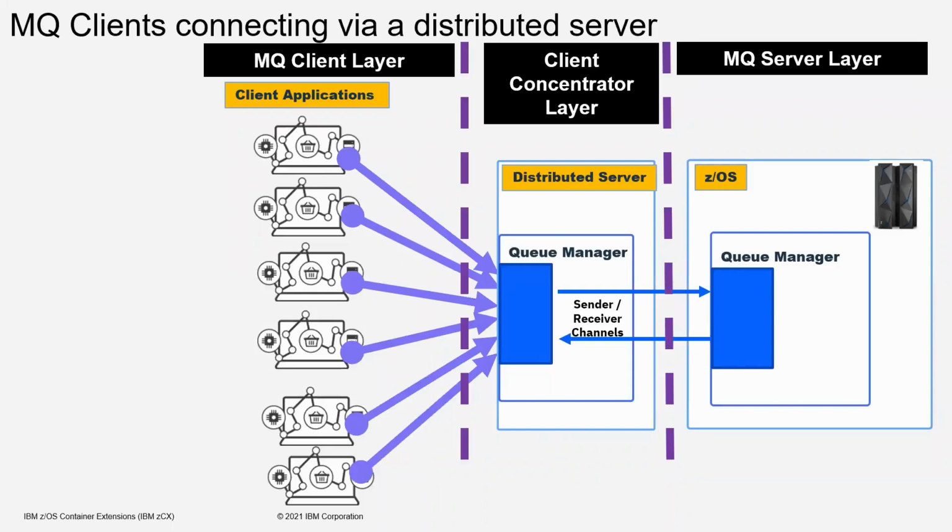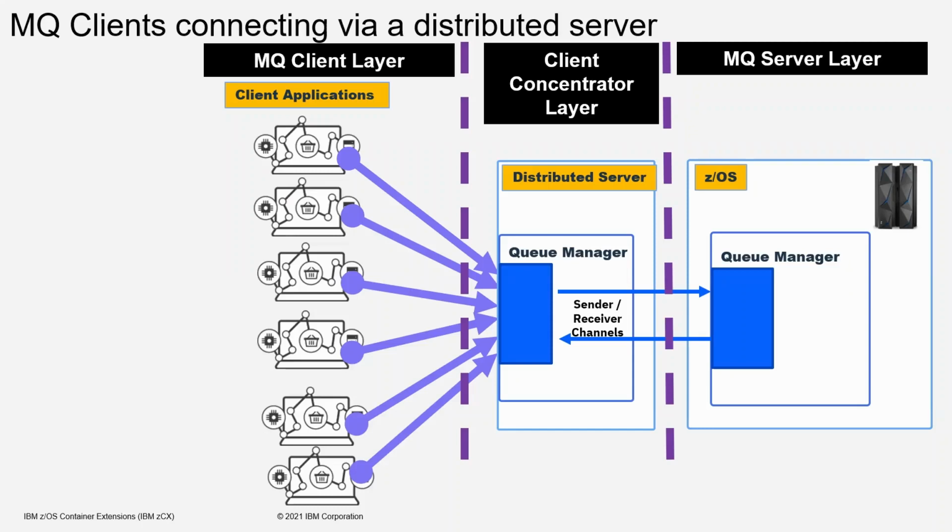So if I were to put a client concentrator on a distributed server, for example, now those poorly written applications are still doing that MQ connect and disconnect, but they're doing it on a server where you're not really worried about MLC costs of zOS. And so again, you're going to be having a reduced CPU for zOS, but there is additional latency added by having these two external network hops in this model.